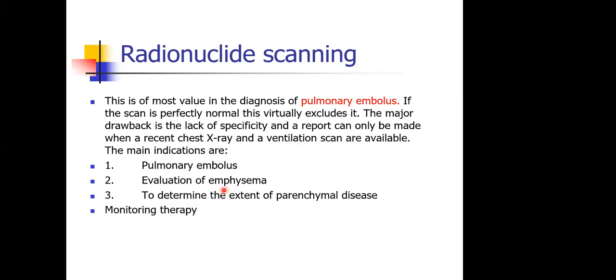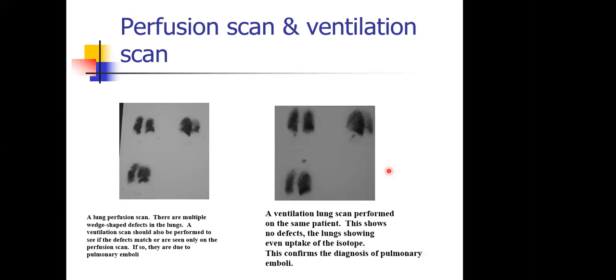Lastly, it also has some role in monitoring therapy, and this particularly we are referring to oncology patients. So if a patient already has a diagnosis and is undergoing treatment, we may use radionuclide imaging to monitor response to treatment. Aside from that, there are not many other uses of radionuclide imaging when it comes to the thorax.